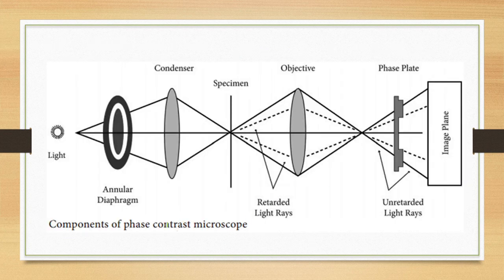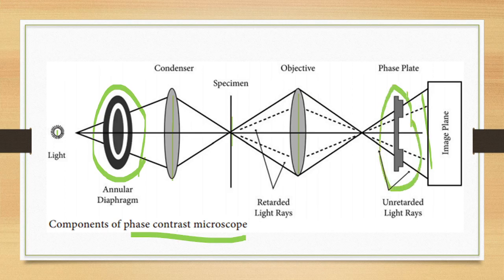Now what are the components of a phase contrast microscope? Before that, let's look at the normal components of a bright field microscope or compound microscope. There will be a light, the condenser here, and the specimen plane. There will be an objective lens and an ocular part where the image plane is observed. So in the phase contrast microscope you can see two additional structures. One is called the annular diaphragm and the other the phase plate. The phase plate and the annular diaphragm are the two important structures in the phase contrast microscope.